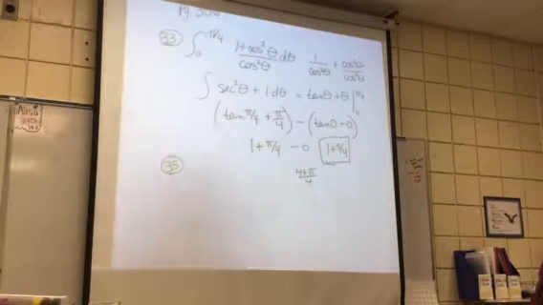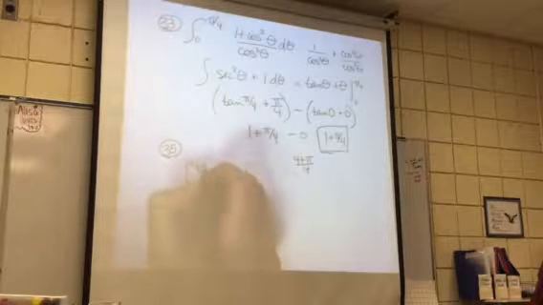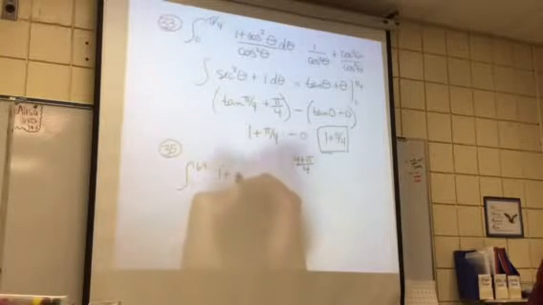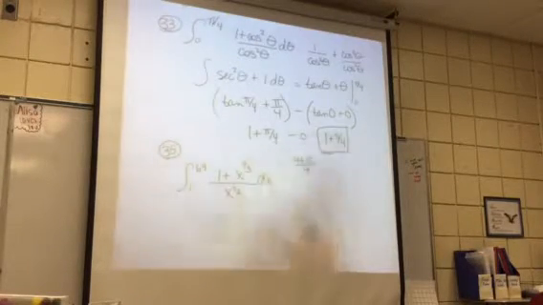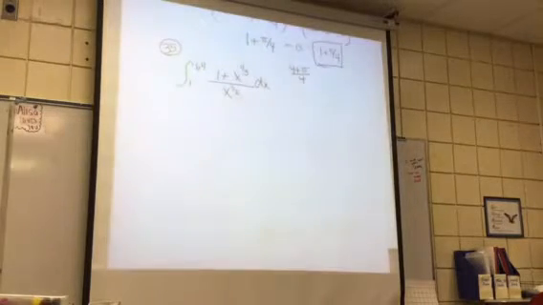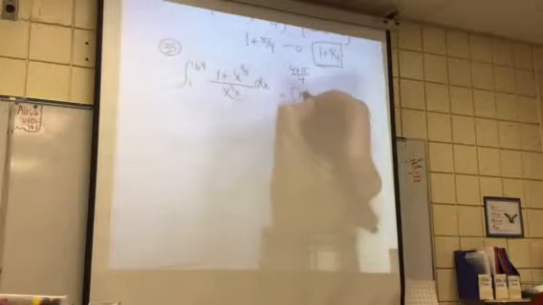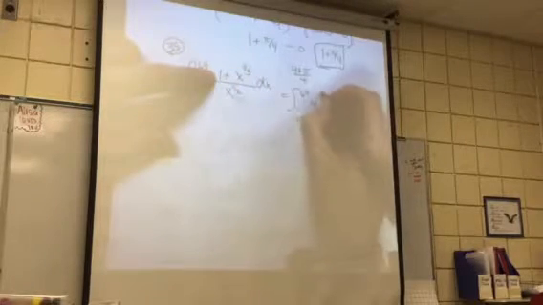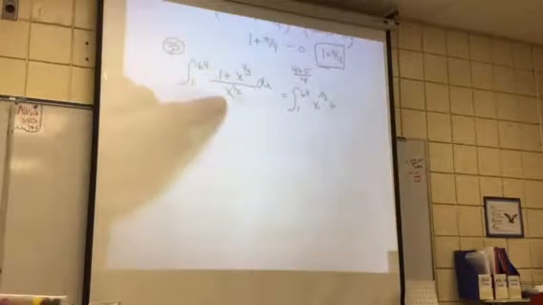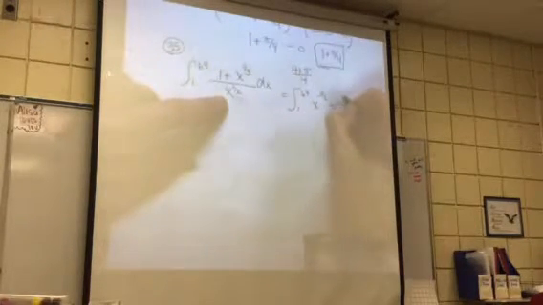Okay, so for 35, I'm going to go ahead and change these roots over to fractional exponents, so that it makes it a little bit easier to divide this up into 2 values to integrate. So this would be the same thing as the integral from 1 to 64 of, what would this be? X to the negative 1/2, good, plus x to the negative 1/6.